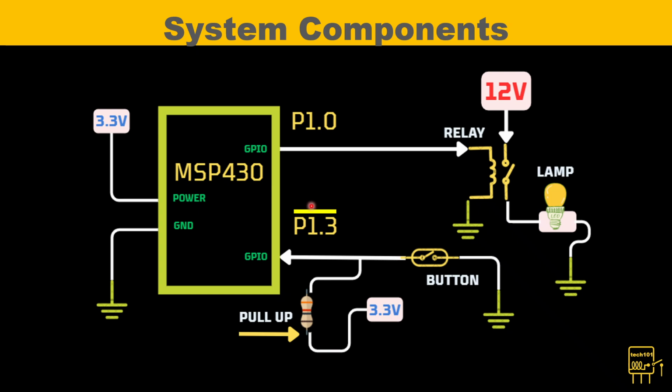Please note the horizontal bar on P1.3. This notation is generally used for active low or negative logic systems, where a logic level low signal means active input. The same applies to an output signal. An output signal can also be negative logic.